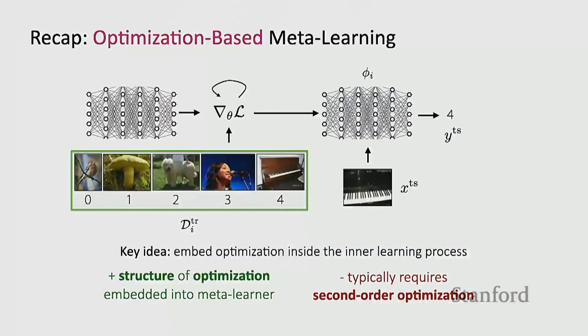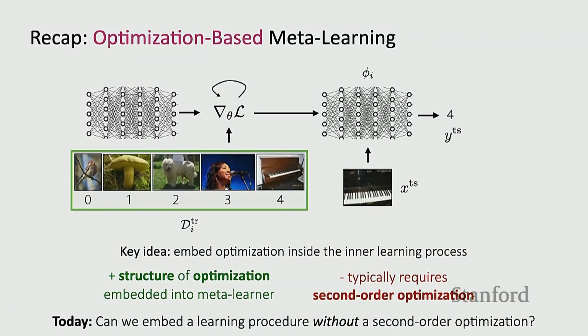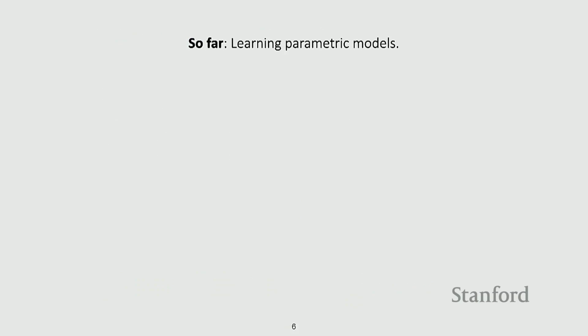Okay, so these optimization-based approaches typically require some form of second-order optimization, which is essentially one of the main downsides of these approaches. And so today, we want to be able to embed a learning procedure and get the structure of an existing learning procedure without requiring a second-order optimization. And so this is really the motivation behind nonparametric methods.